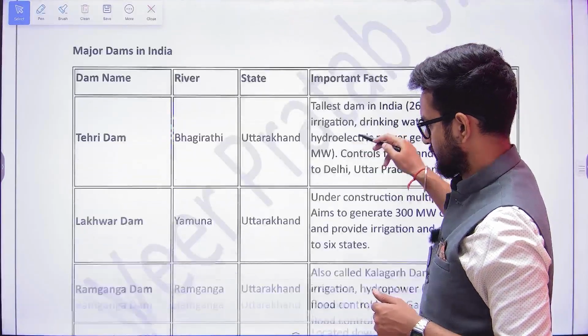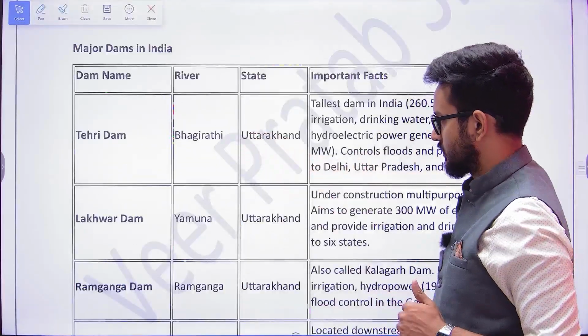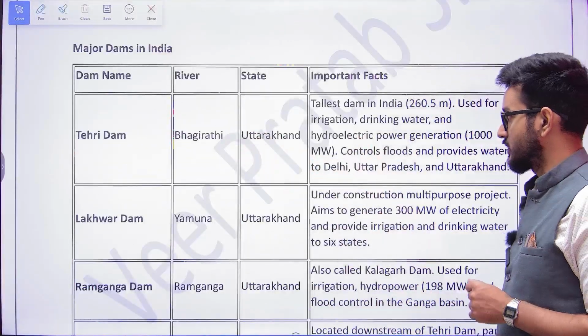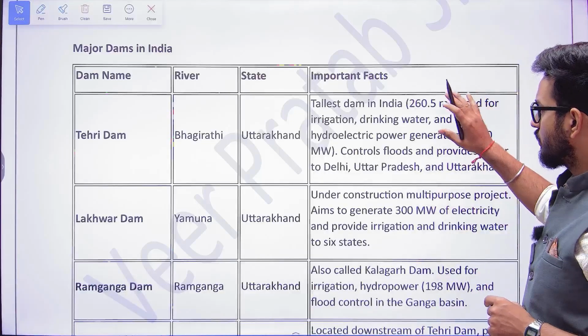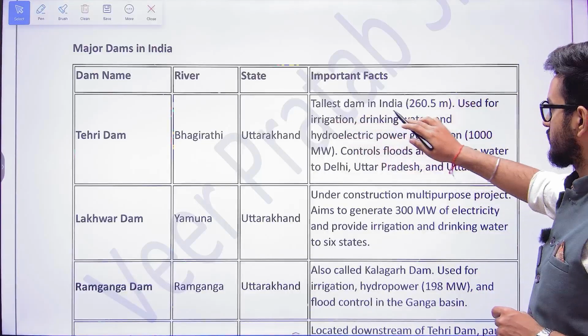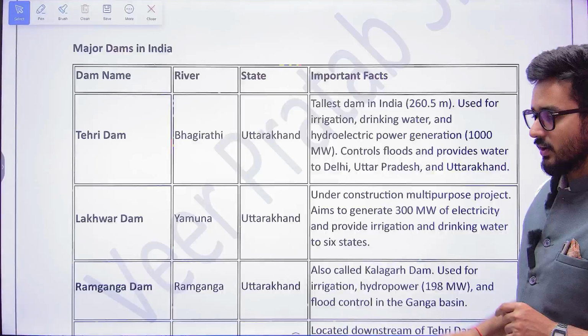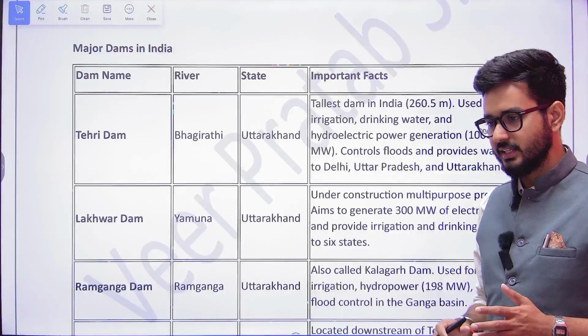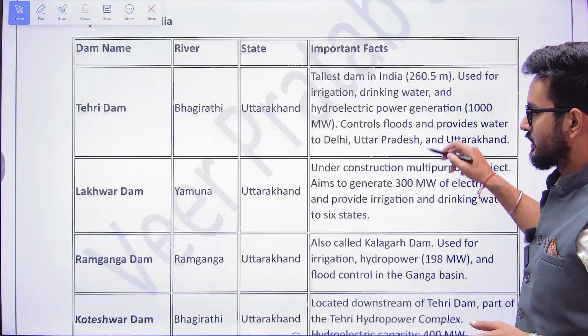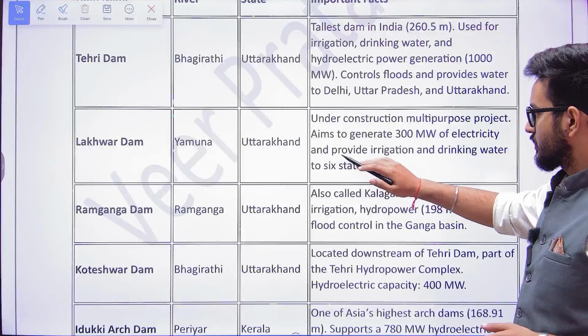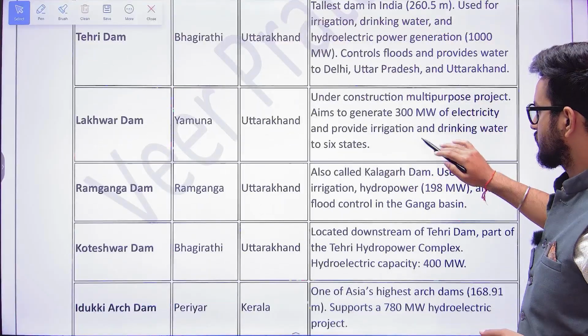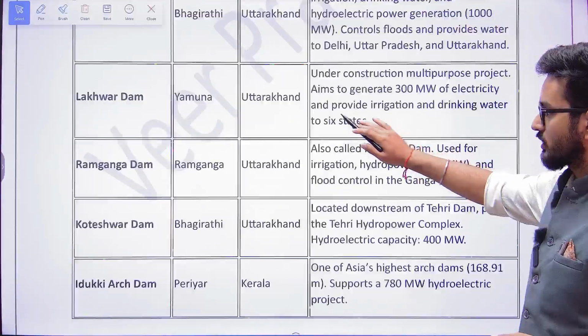For example, the Tehri Dam is on the river Bhagirathi, and it is in Uttarakhand. Its importance is that it is the tallest dam in India. That is the most important fact. Then there is the Lakhwar Dam on the Yamuna in Uttarakhand, which is under construction and aims to provide water to 6 states.